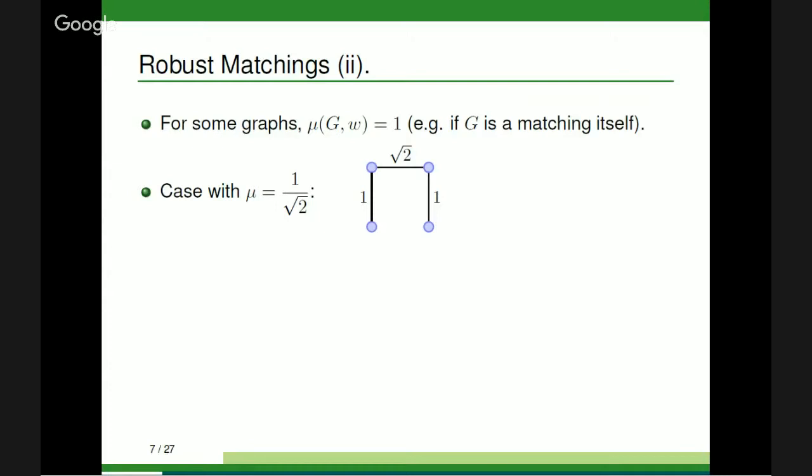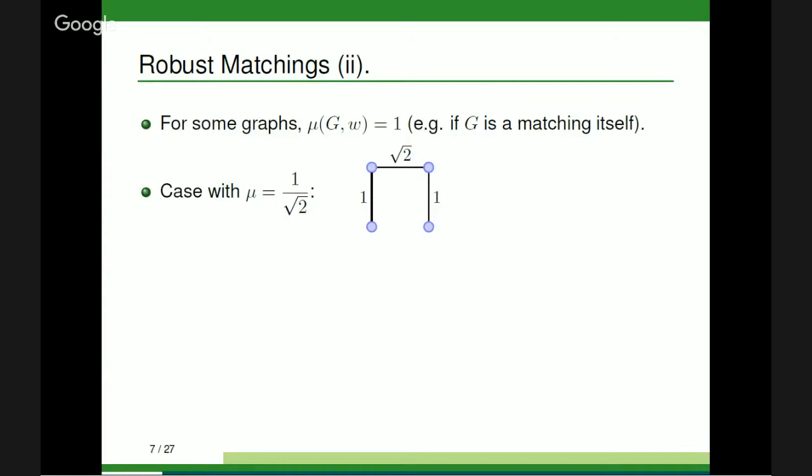And the reason is that this edge is very good for cardinality 1. It's the optimum. But for cardinality 2, the ratio that you get is square root of 2 divided by opt 2, which has a value of 2. So square root of 2 over 2, that's 1 over square root of 2. So in this case, you have a robustness of 1 over square root of 2.